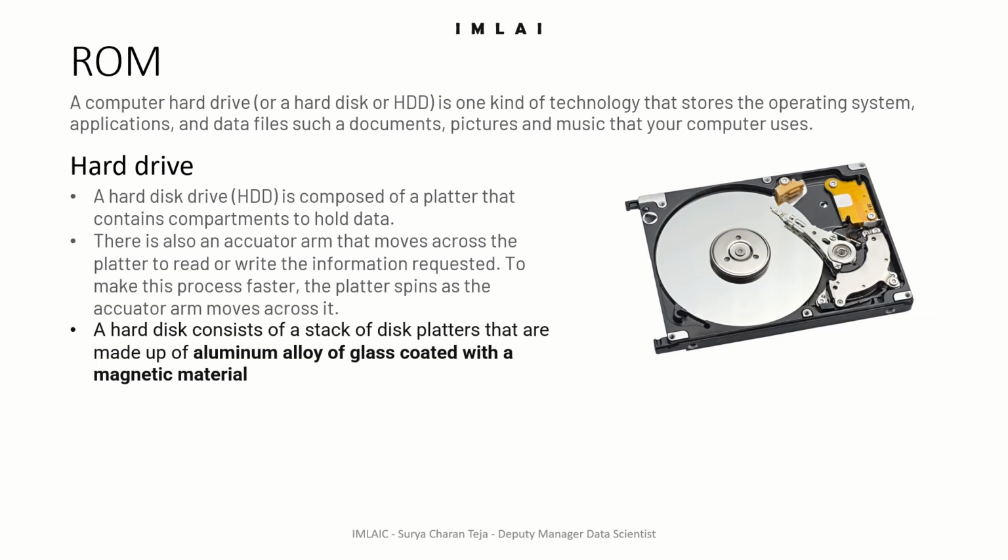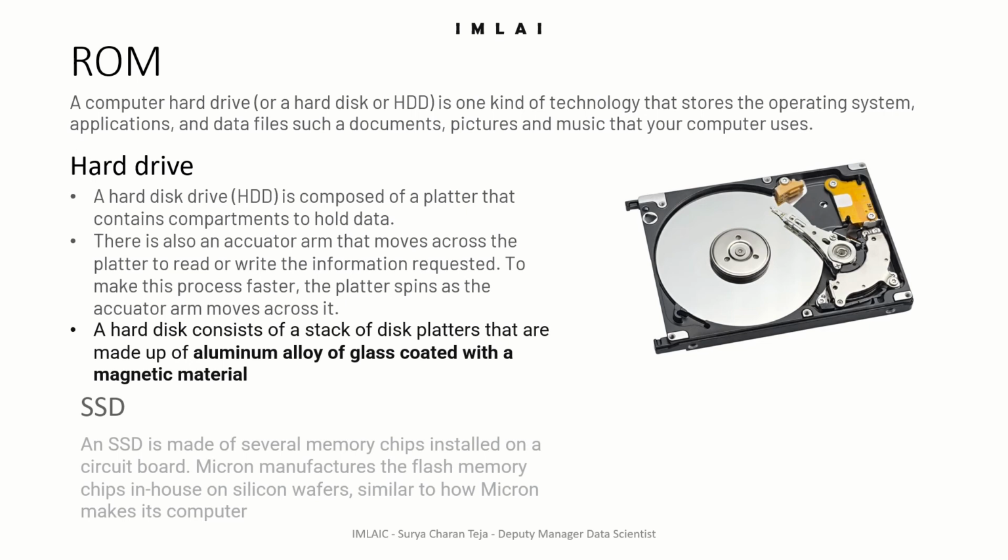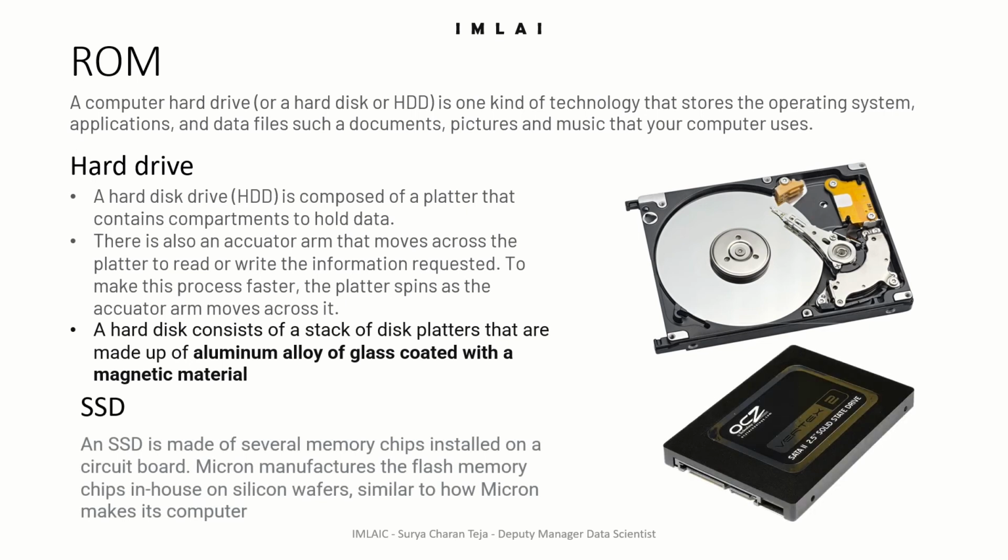Then new research went on, and a new type of hard disk came into the picture. That's called SSD, solid state disk. It's made up of several memory chips installed on a circuit board. Again it consists of silicon wafers, similar to our computer's microprocessor. This is how it looks, and the working of this SSD is similar to normal random access memory, because it also consists of transistors, and the fundamental working procedure remains the same.